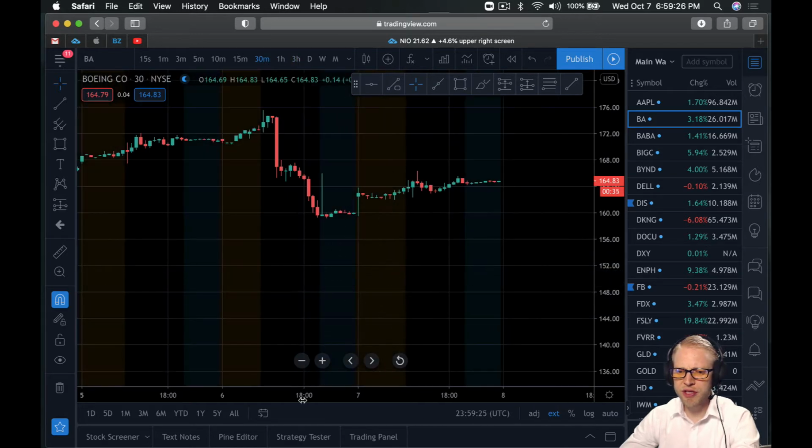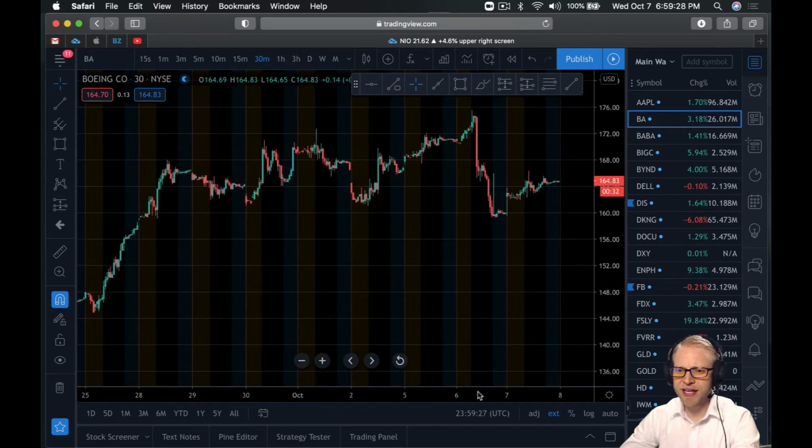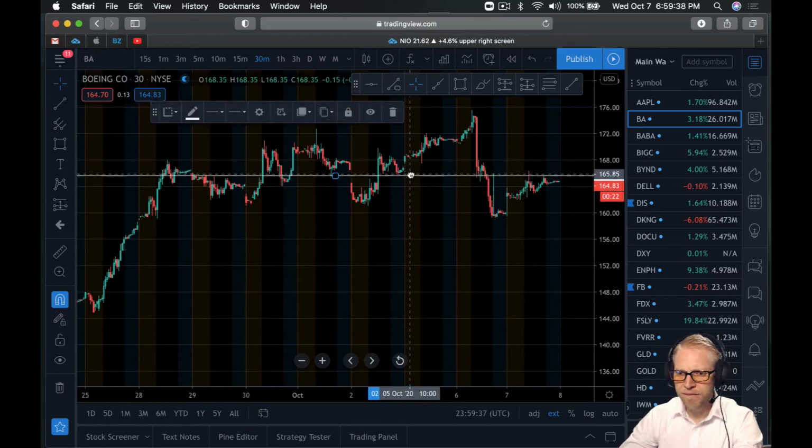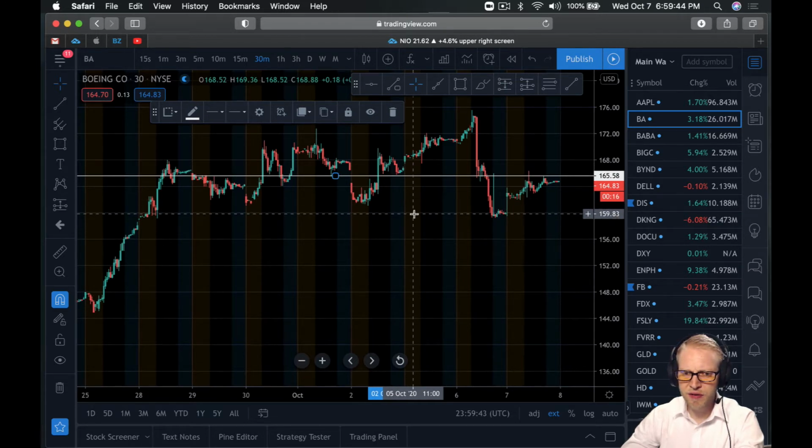I like going to a 30-minute chart to find my zone, because I like to see where we have buyers and sellers struggling in certain areas. So I see some struggling here, some buying pressure, selling pressure. This was a clear buy zone in this area.